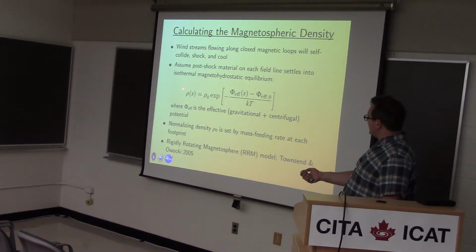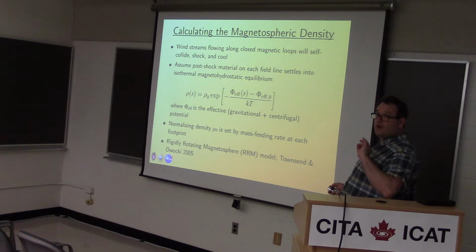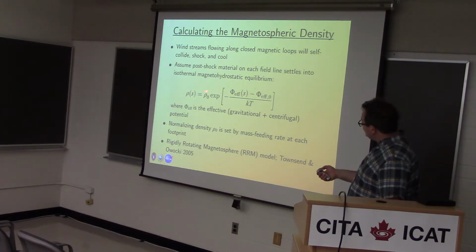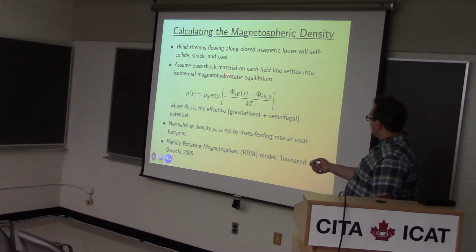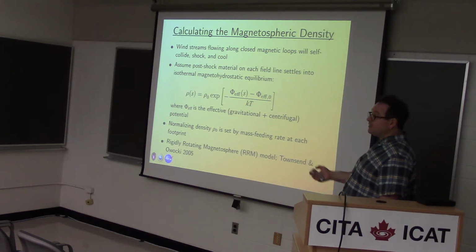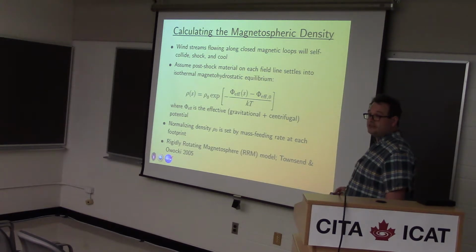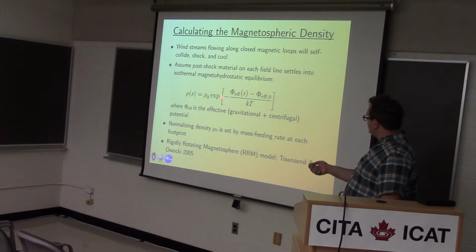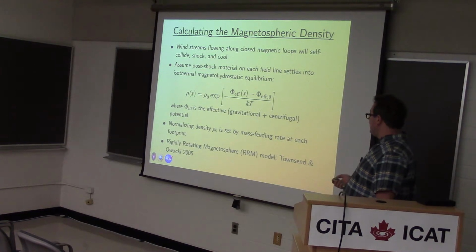So if we assume that the post-shock material, after it's cooled down, settles into isothermal magnetohydrostatic equilibrium, then we calculate the density along any field line, and S is just some sort of arc parameter measuring the distance along the field line. The density is given by some normalizing density times an exponential term, which depends on the effective potential. The effective potential is just the gravitational plus centrifugal potential. And this is something that we can trivially calculate.